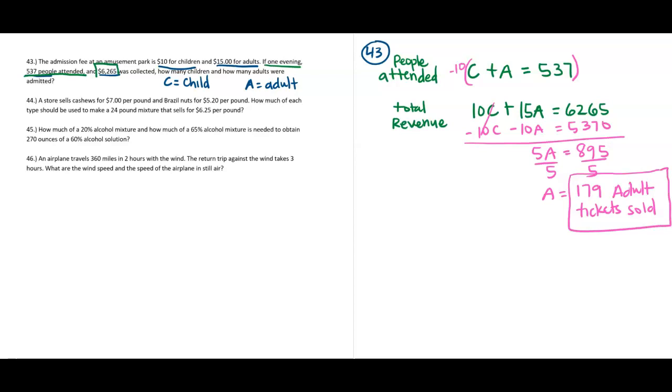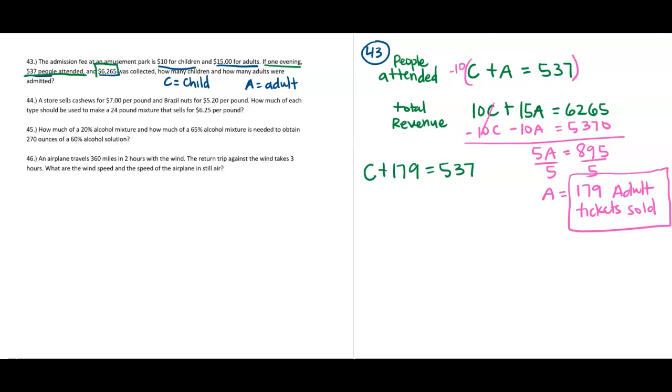Okay, so when I worked through this, I found there were 179 adult tickets sold. You may have solved for children's tickets first, and that's just fine, but in the end you should come up with 179 for adult tickets. And when I know that one, remember I can substitute that in place of A. So going back to that green equation up there, I've got C plus 179 equals 537.